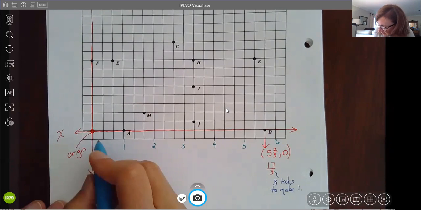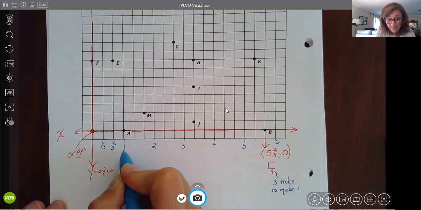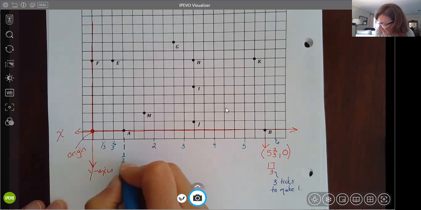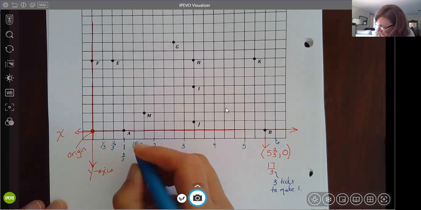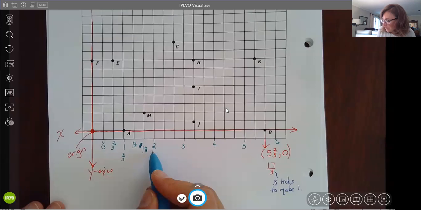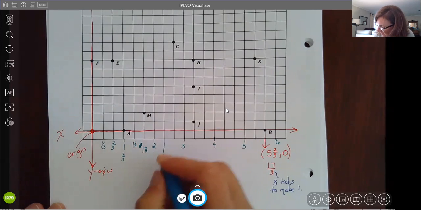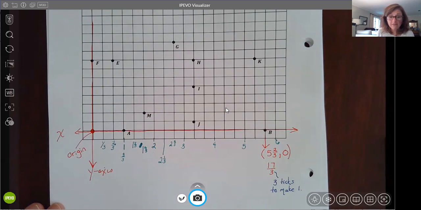So let's label this. This is going to be 1/3, 2/3, 1. 3/3. If you would rather say 3/3, it's the same thing. So this is 1 1/3. This would be 1 2/3. And this would be 2. So every tick mark is worth a third. So this is 2 1/3. This is 2 2/3. And then if we add another third, we're right at 3.